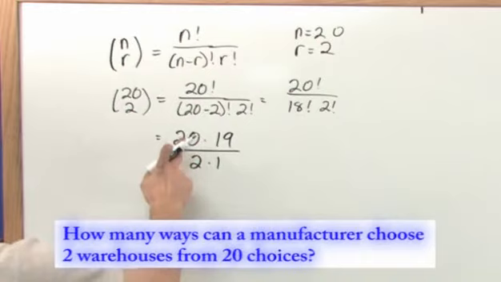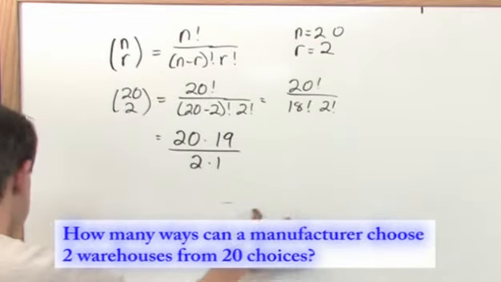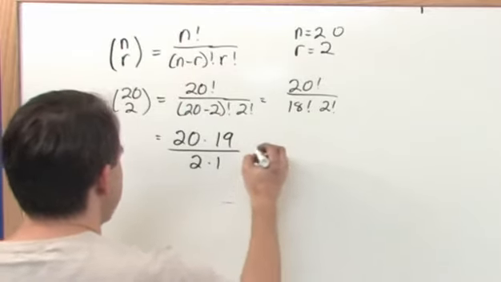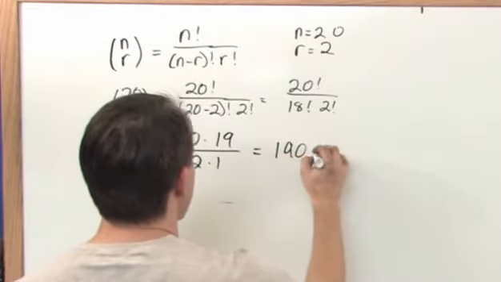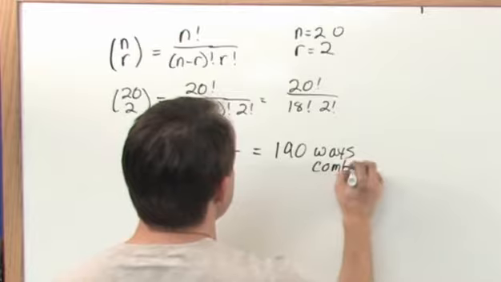So really what you have here is 20 times 19 over 2, effectively, is what you're going to actually have here, okay? So when you do that, you can just do the math there, and what you'll find is that you'll have 190 ways, which are called combinations. Not permutations.